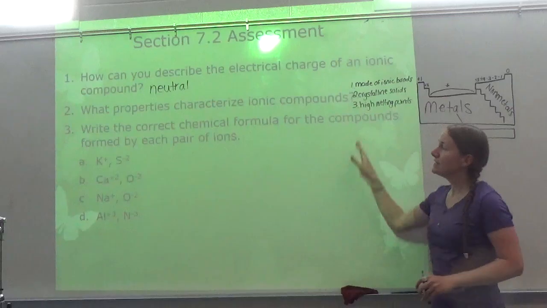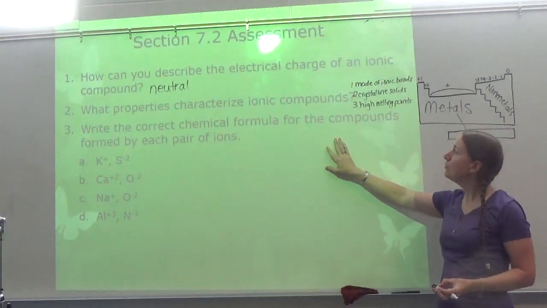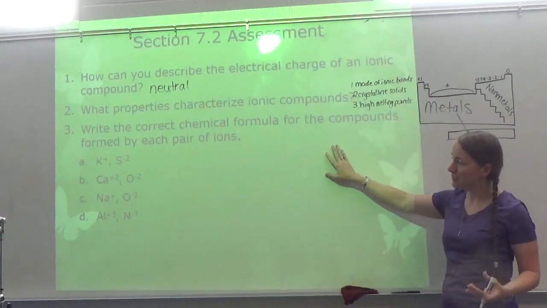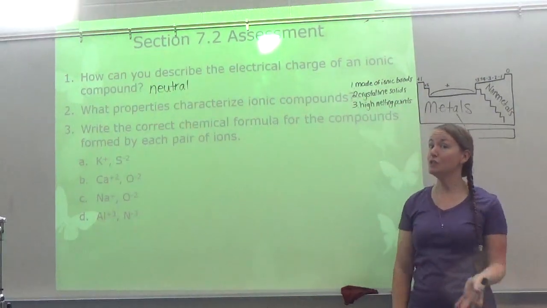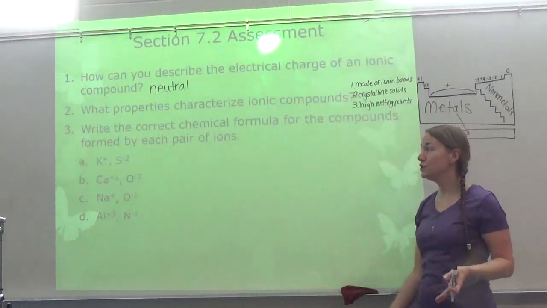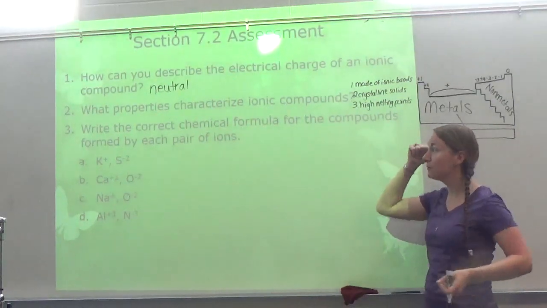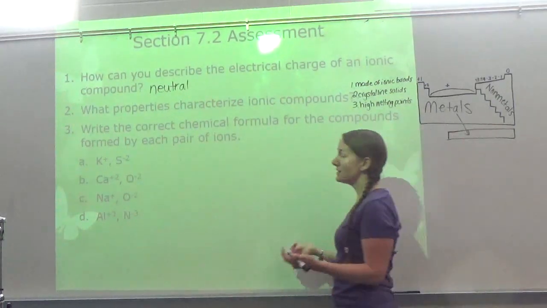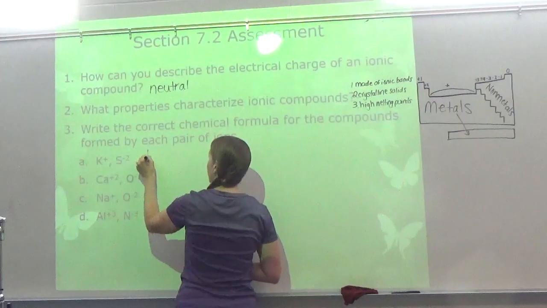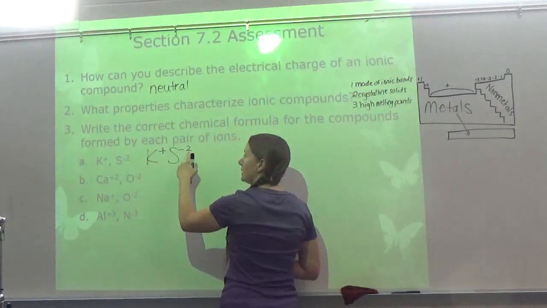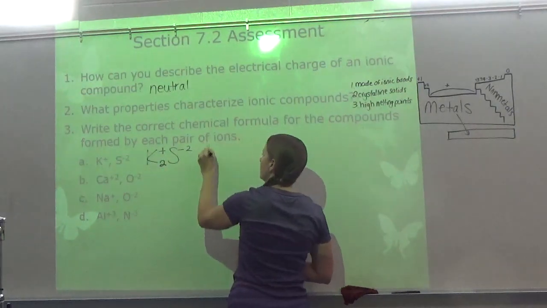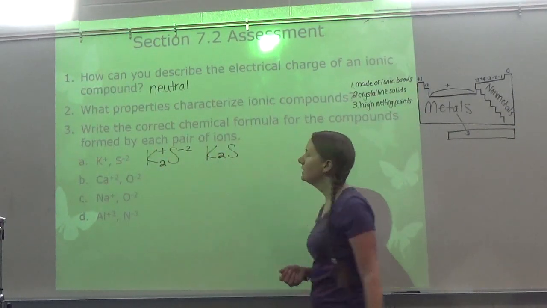All right, number 3: write the correct chemical formula for the compounds formed by each pair of ions. They gave us the ions, and they were nice enough to give us the charges. In class, I would expect you to be able to find the charge from the periodic table. So we just need to decide, do the charges cancel? We have K positive 1, S negative 2. Those don't cancel, so I would cross my 2 down, so it would be K2S.